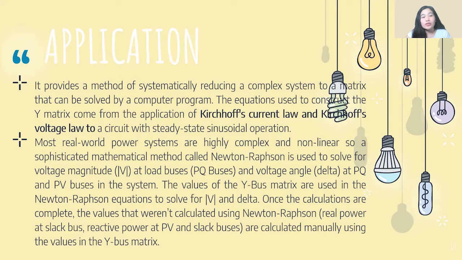So, it says here, flash on the screen, that it provides a method of systematically reducing the complex system to a matrix that can be solved by a computer program. There are a lot of values that can be deduced from a power system or a complex system in real life, right? There are a lot of transmission lines containing shunt admittances, and the main admittances connecting bus 1 to bus 2. What if there are thousands of buses?